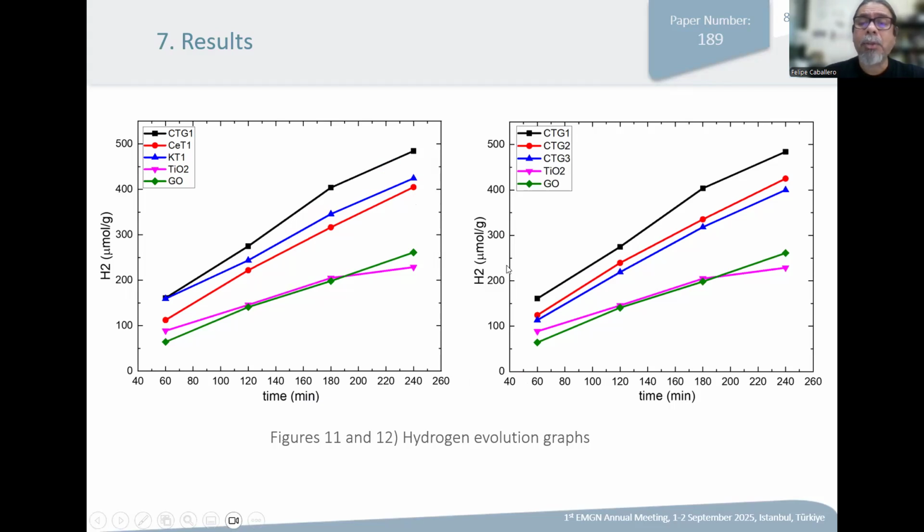We tried three different compositions of the composites, with increasing amounts of cerium. The highest amount of cerium is this one, CTG3, then CTG2, and CTG1 is the one with the least amount of cerium. And this is attributed to the deleterious effect of cerium oxide on the photocatalytic activity, because as much cerium oxide 4 is produced, it impedes the generation of hydrogen.